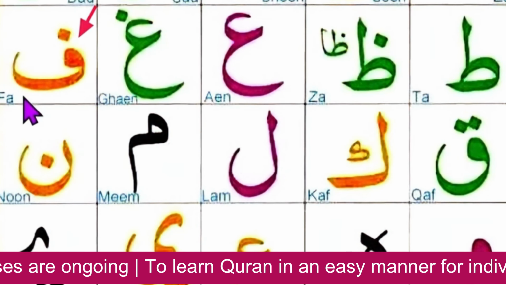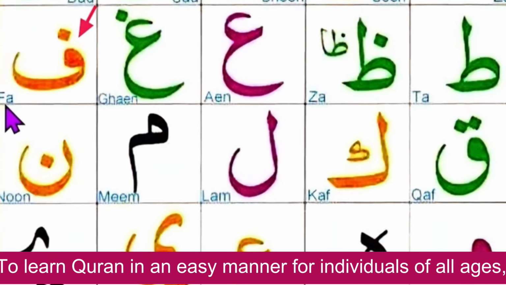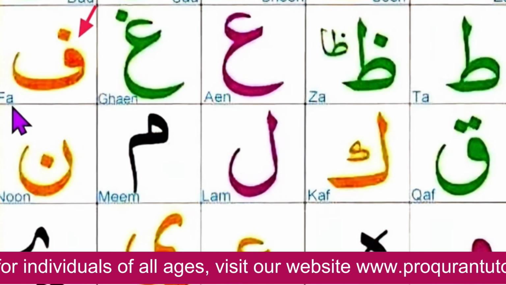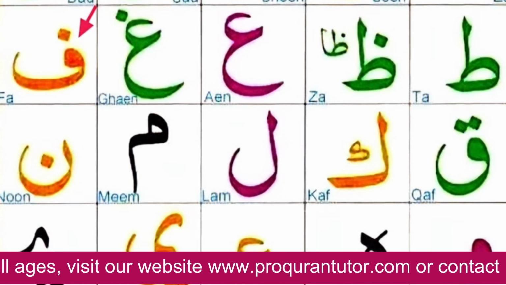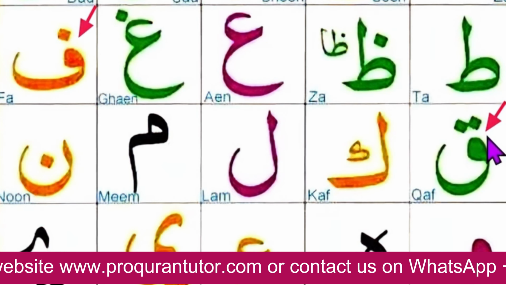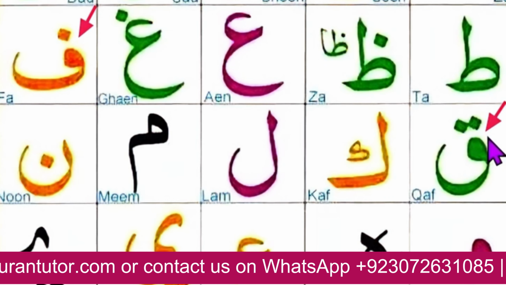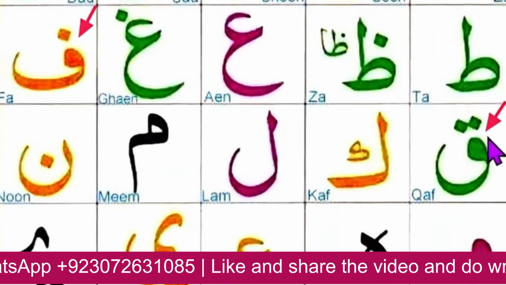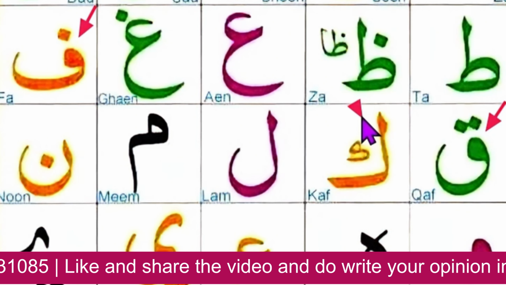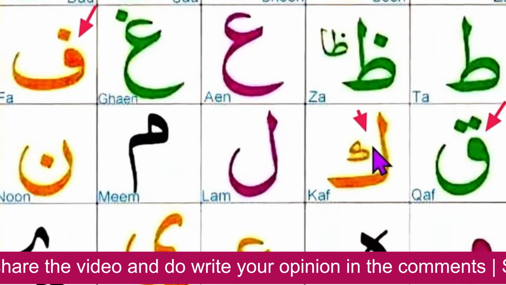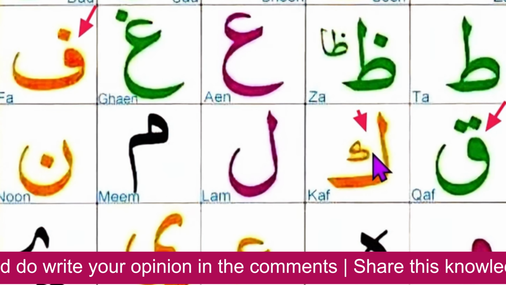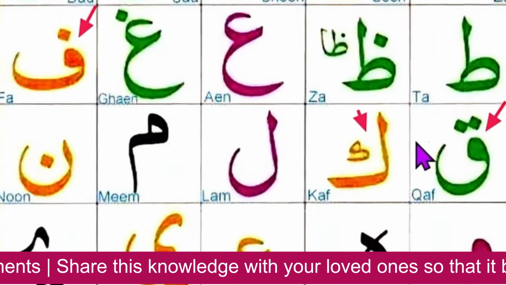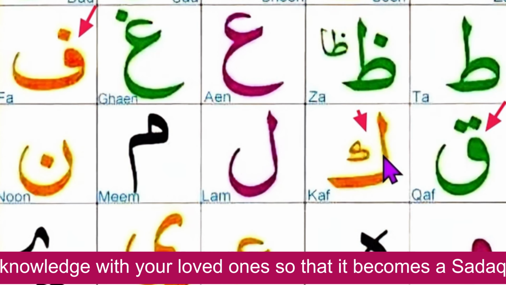Fa, simple, Fa. And then we have Qaf, Qaf, a bold letter. This is a bold letter with the full mouth. Pronounce it with the full mouth, Qaf. And here we have Kaf, but not bold, simple Kaf. Qaf is with the full mouth, Kaf is not with the full mouth. They have different sounds.